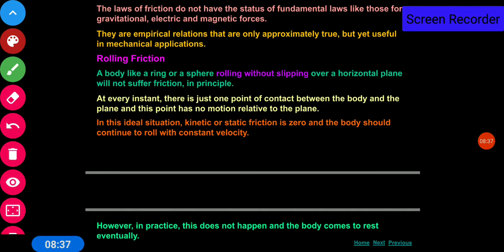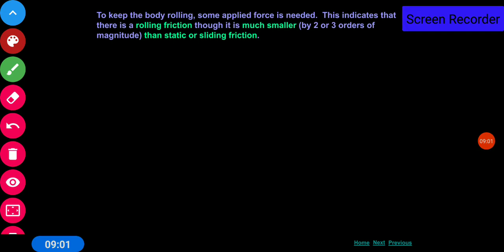So let us repeat again that rolling friction, a body like a ring or a sphere rolling without slipping over a horizontal plane will not suffer friction in principle. So if this does happen, then the body does not come to rest and it should move continuously. But in practice, it does not happen so. To keep the body rolling, some applied force is needed.